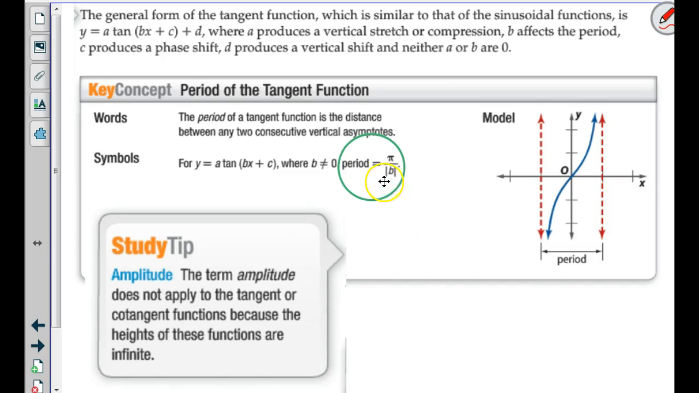We have never had a negative b value. So we just haven't done any that way. Yeah.